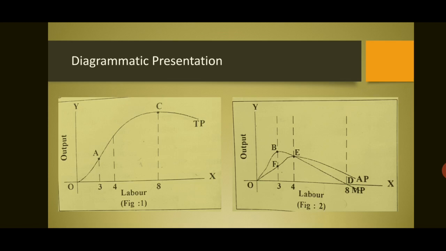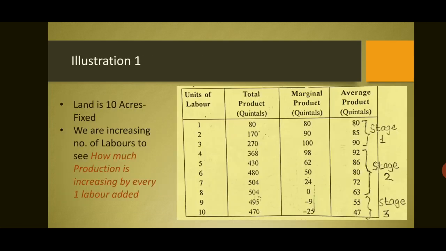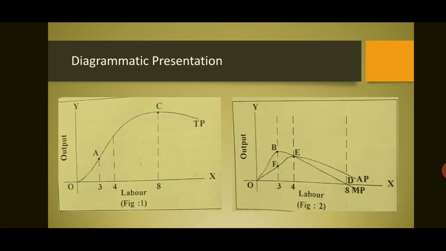Okay, the next is the diagrammatic presentation of this chart. So at this level production is increasing. So this is the stage 1 part, that production is increasing. This is the stage 1 part, that average production is increasing by 5 units. Okay, so average production is increasing.